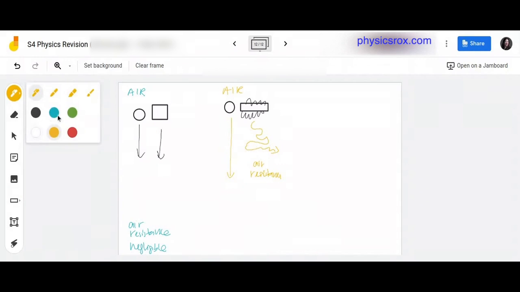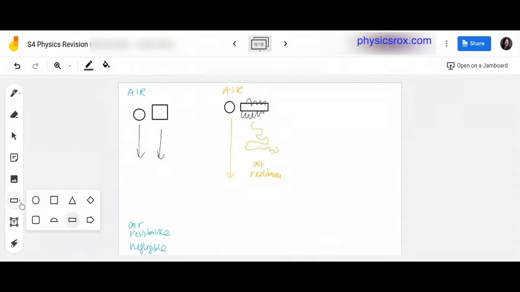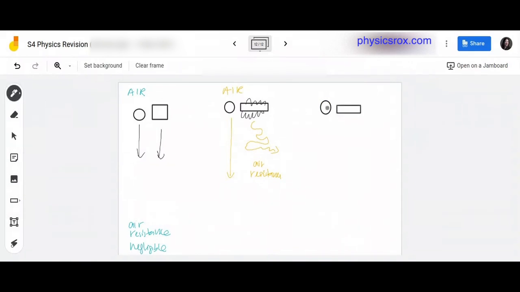If you drop the coin and the feather, like we saw the video, right? They dropped the bowling ball and the feather in a vacuum. Then they fall together because again there is no air resistance. So just be aware of these three situations also. Okay.